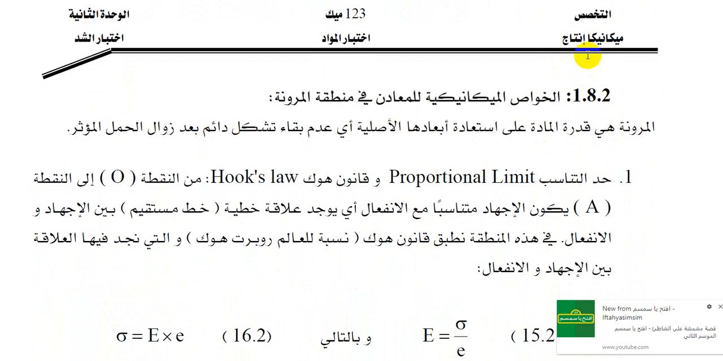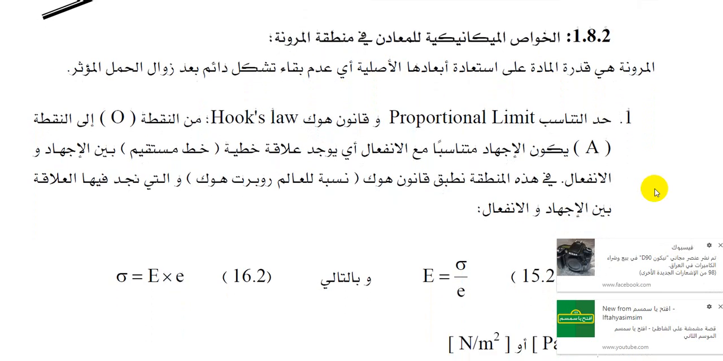As you can see right in front of you, the protection mechanics, article 1.8.2, the mechanical features of metals in the elastic region. Elasticity is the ability of a material to restore, or to recover, or to retain the original size and shape, without permanent deformation after the load, as you can see right in front of you, after a vector load.